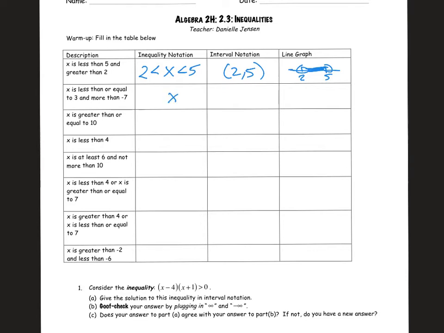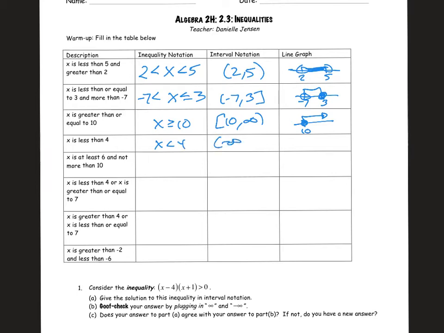So we've got X is less than or equal to 3, greater than -7. So -7 to 3, and the 3 is inclusive. This time the -7 is an open circle, but the 3 is filled in, and it's everything in between. Okay, X is greater than or equal to 10, so 10 to infinity with a bracket, and the number line is filled in at 10 and everything to the right of that. Less than 4 is -infinity to 4, with an open circle at 4 and everything to the left.